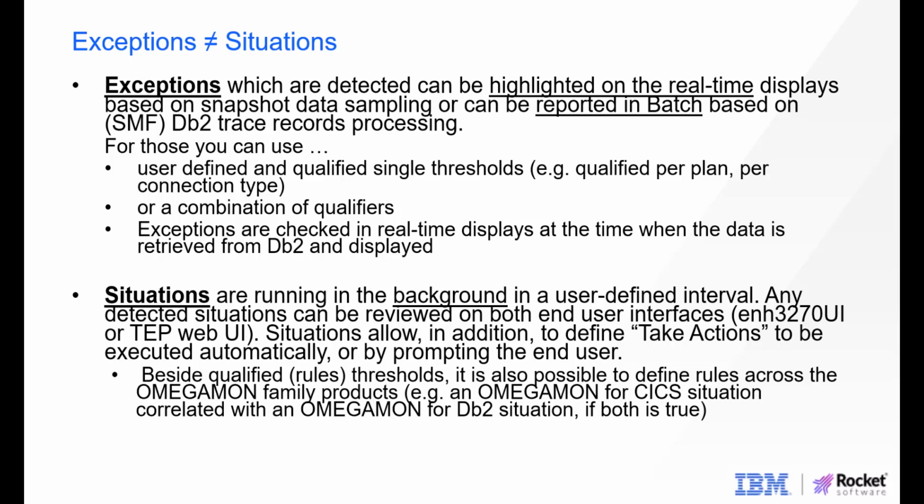Besides having situations defined with its thresholds and rules within an OMPE monitor product area, there's also the possibility to combine, to correlate situations across various OMPE family products. For example, if an OMPE for CICS situation and an OMPE for DB2 situation both are true, then the correlated situation between both results in true, and it will fire a notification alert or even execute a take action.